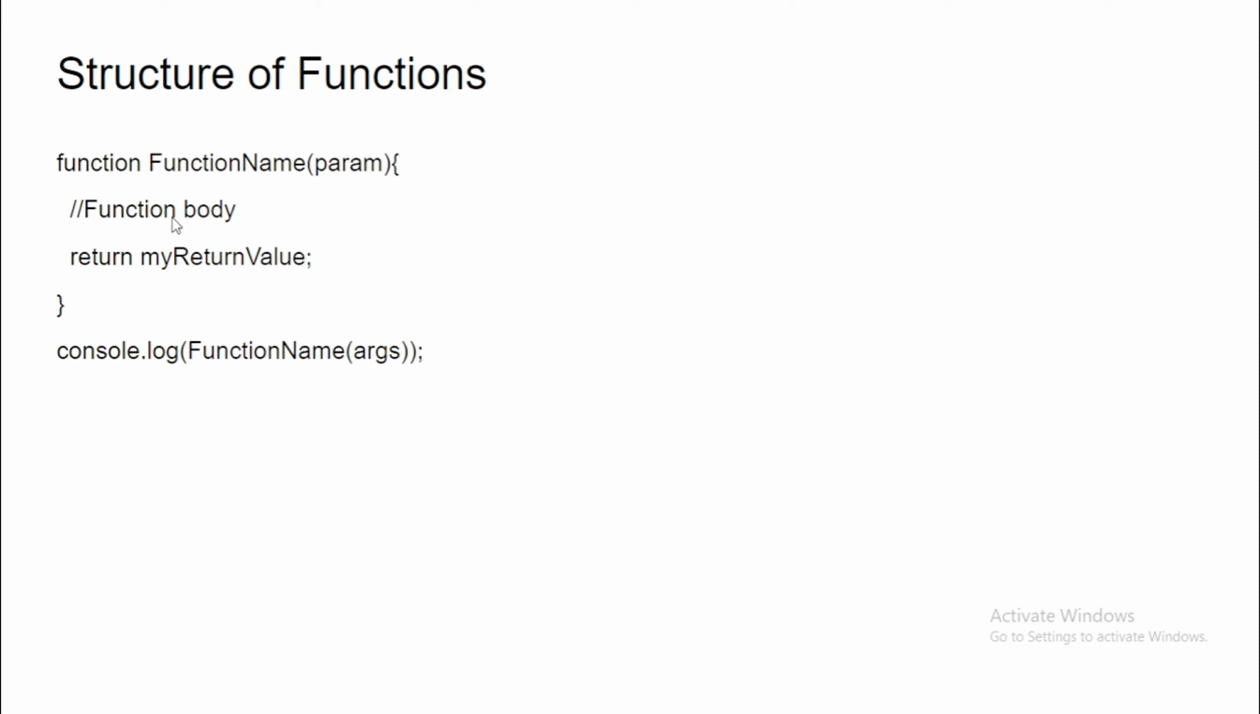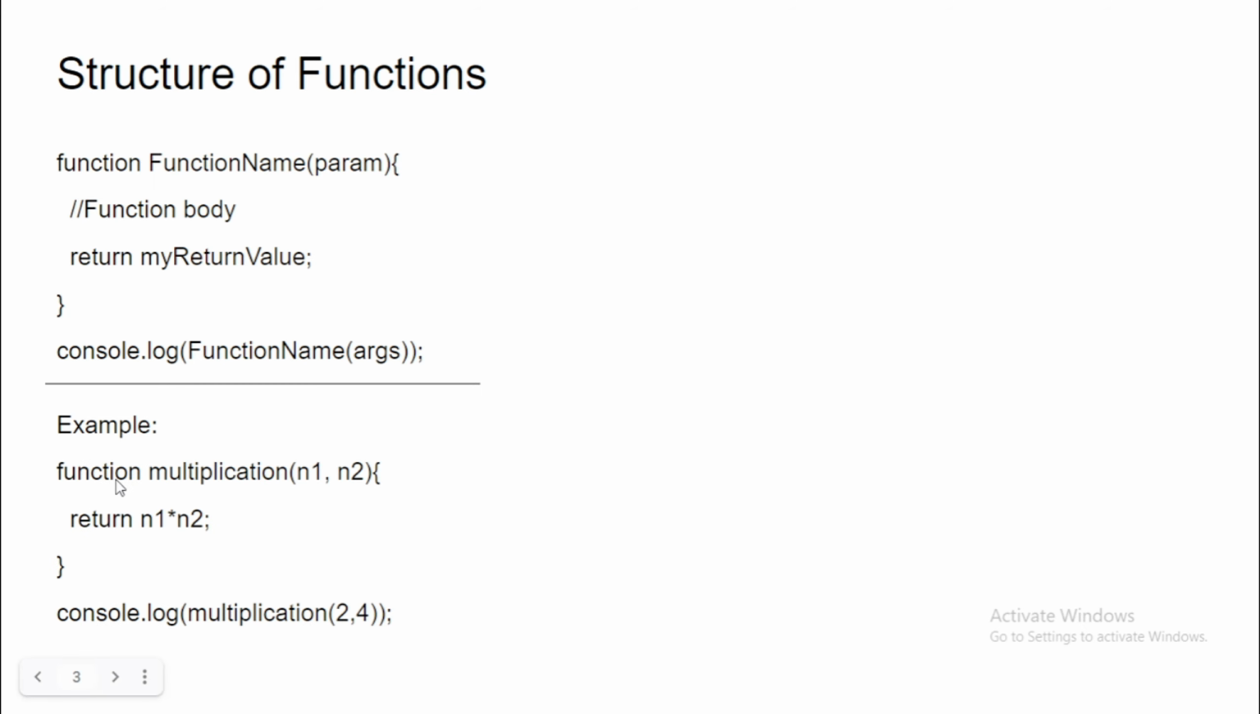First of all, we have the function keyword, function name, parameter, then curly brackets, function body, return, return value, and then the function name and arguments. So what are they? We'll understand that in the next example.